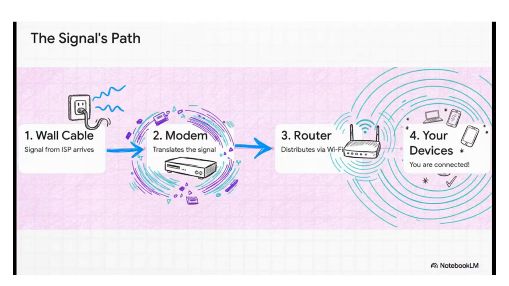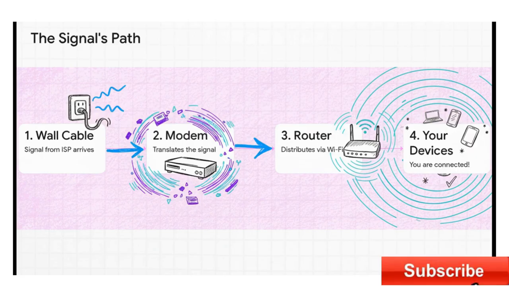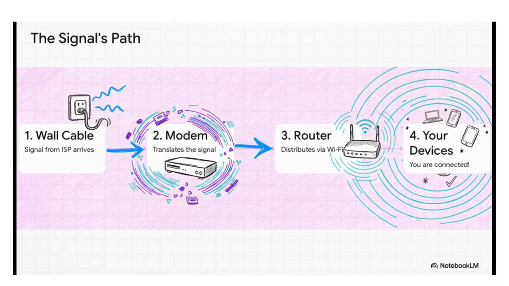Okay, so coming to the main point, this is the simple flow inside your room. Step 1. The internet signal comes from the cable in your wall. Step 2. The modem does its job, it translates the signal. Step 3. The router takes that signal and distributes it everywhere as Wi-Fi. And step 4, your laptop, your mobile, everything connects. That's the whole journey, right there in your room.